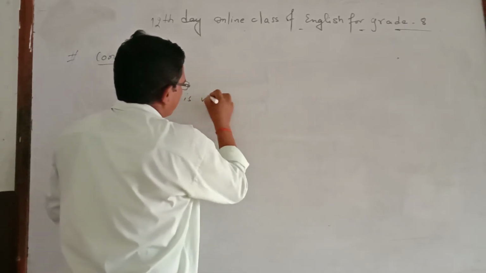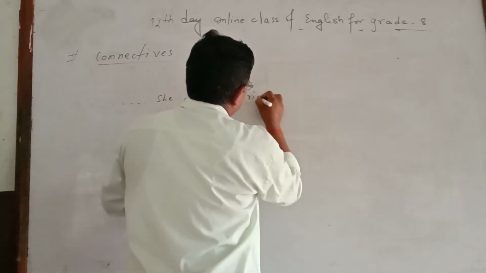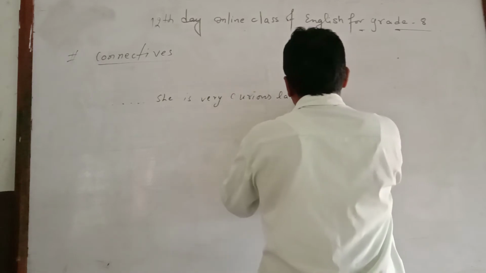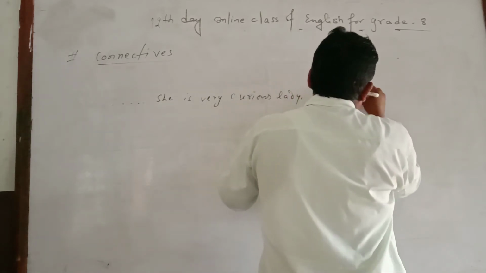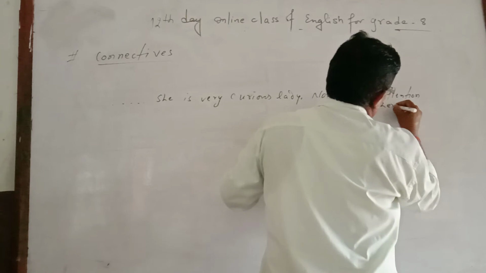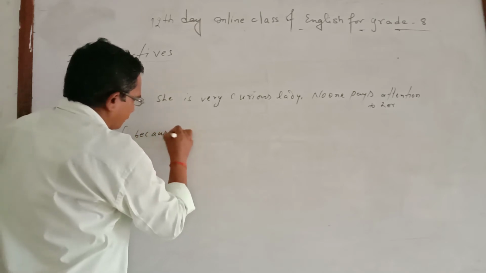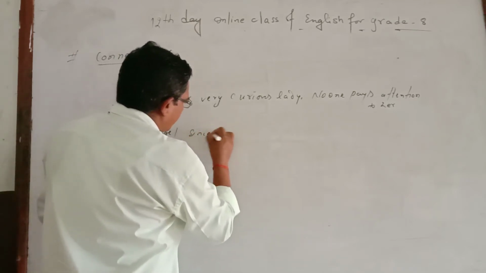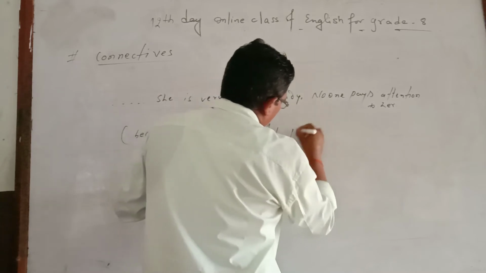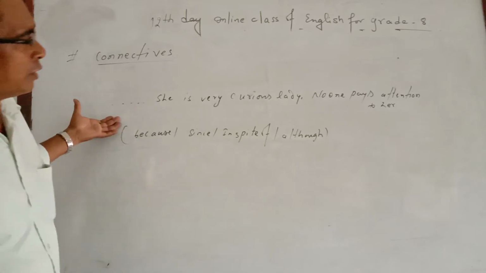She is a very curious lady, comma, she is a very curious lady. No one pays attention to her. And the options are with you: because, since, in spite of, although. These are the 4 options, and the question is in front of you.